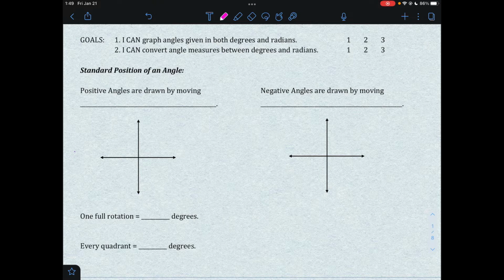We can have any number that's negative, any number that's positive, any number. Bigger than 180, bigger than 360, less than 0, could be the measure of an angle. So first let's talk about positive and negative.